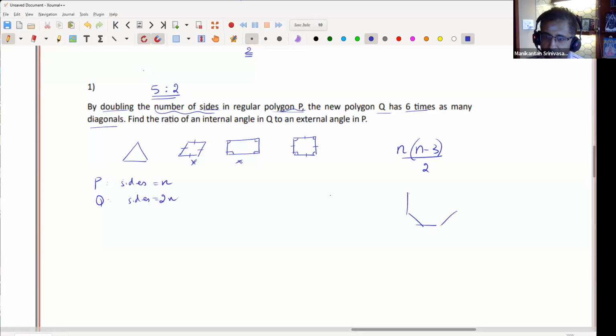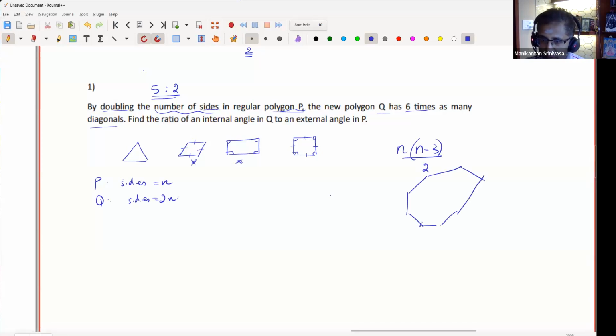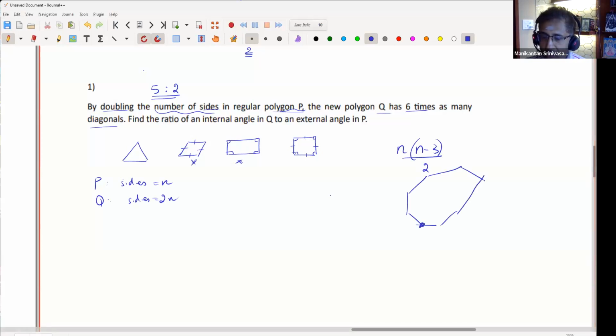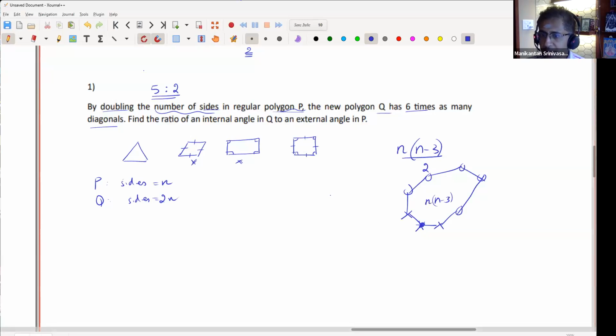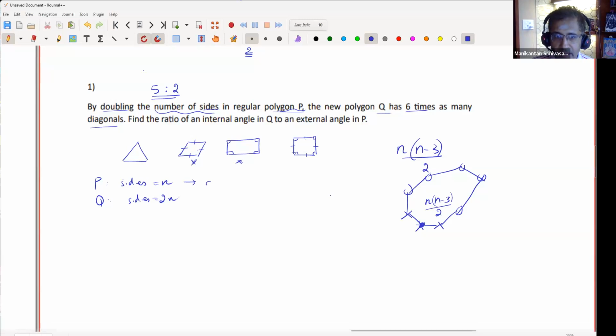Let's say I have a big polygon like this with some n number of sides, doesn't matter. From each vertex, I cannot draw a diagonal to its neighbors and to itself, but to every other n minus 3 vertices, I can draw a diagonal. Each vertex will count likewise, but then each diagonal gets counted twice, and therefore it's divided by 2 to avoid double counting. So the number of diagonals in this case would be n into (n minus 3) by 2.